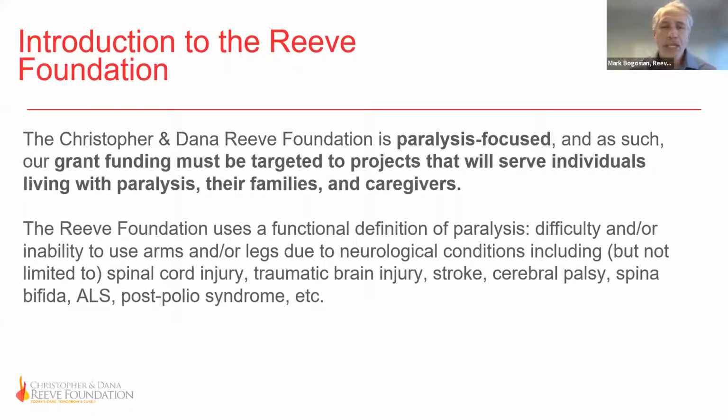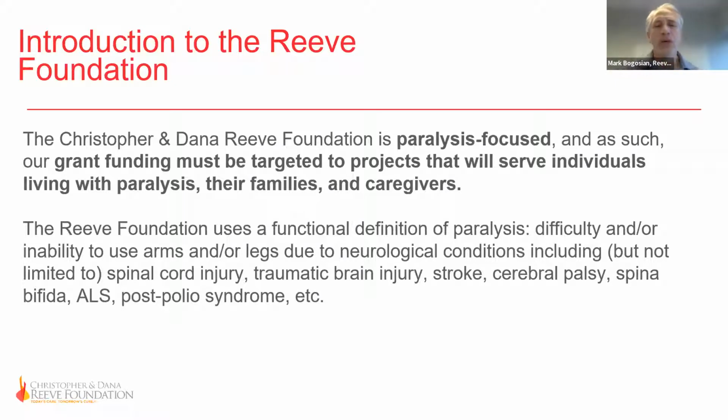So what's important to know is that we are paralysis focused, and that all of our grants must be targeted to projects that will serve individuals living with paralysis, as well as their families and caregivers. So we do have some respite and caregiving programs also aimed at them. We use a functional definition of paralysis, which is the difficulty and/or inability to use arms and/or legs due to neurological conditions. And there's a whole host of these, including but not limited to spinal cord injury, traumatic brain injury, stroke, cerebral palsy, spina bifida, ALS, post-polio syndrome, and as I said, a whole list of others.